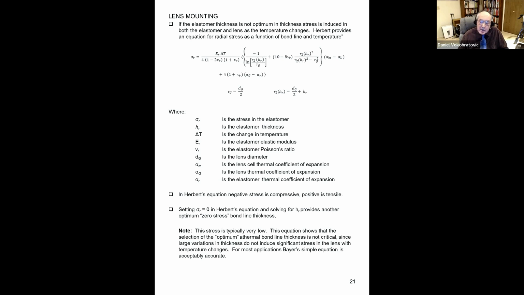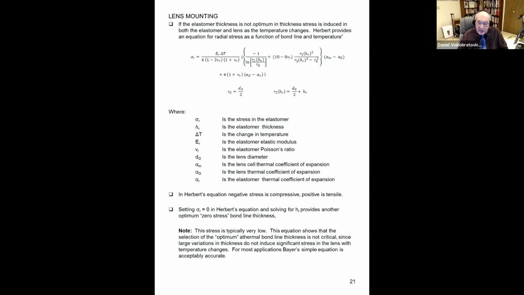I'll run through the parameters in it. E sub r is again the elastic modulus of the adhesive. Nu sub r is Poisson's ratio of the adhesive. H sub r is the radial thickness of the adhesive. Note that in this equation, if we have a negative value that indicates a compressive stress in the adhesive, a positive a tensile. You can solve this equation for 0 to give you a quote optimum athermal bond line. Note that this stress is almost always extremely low.